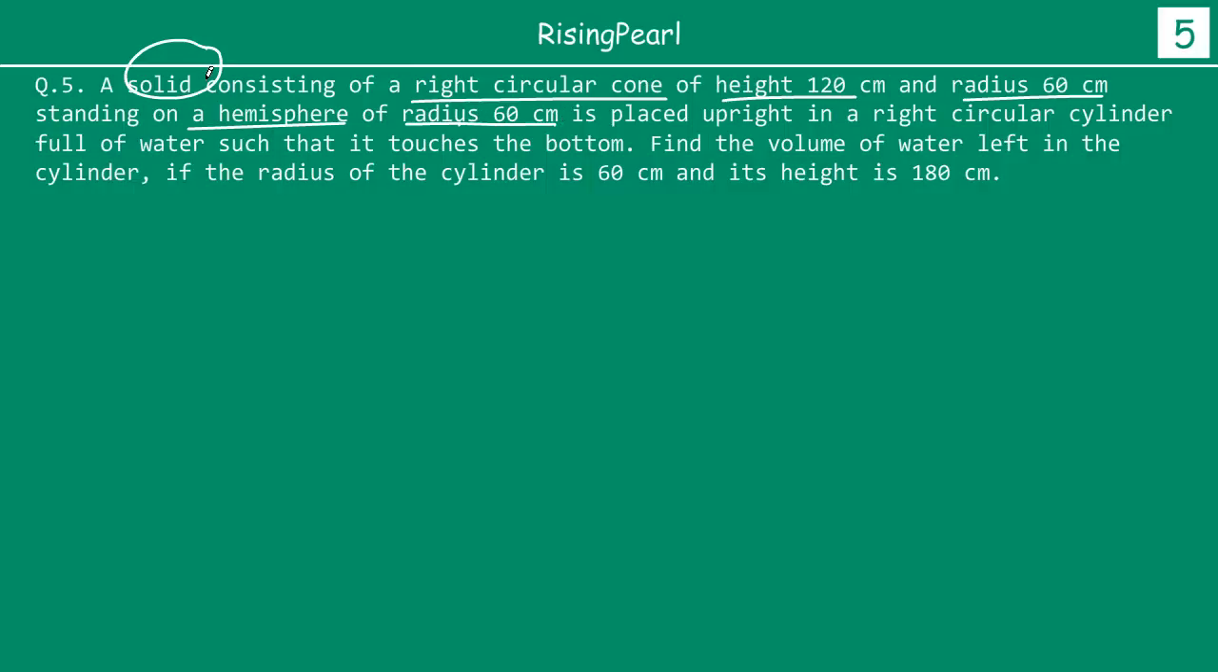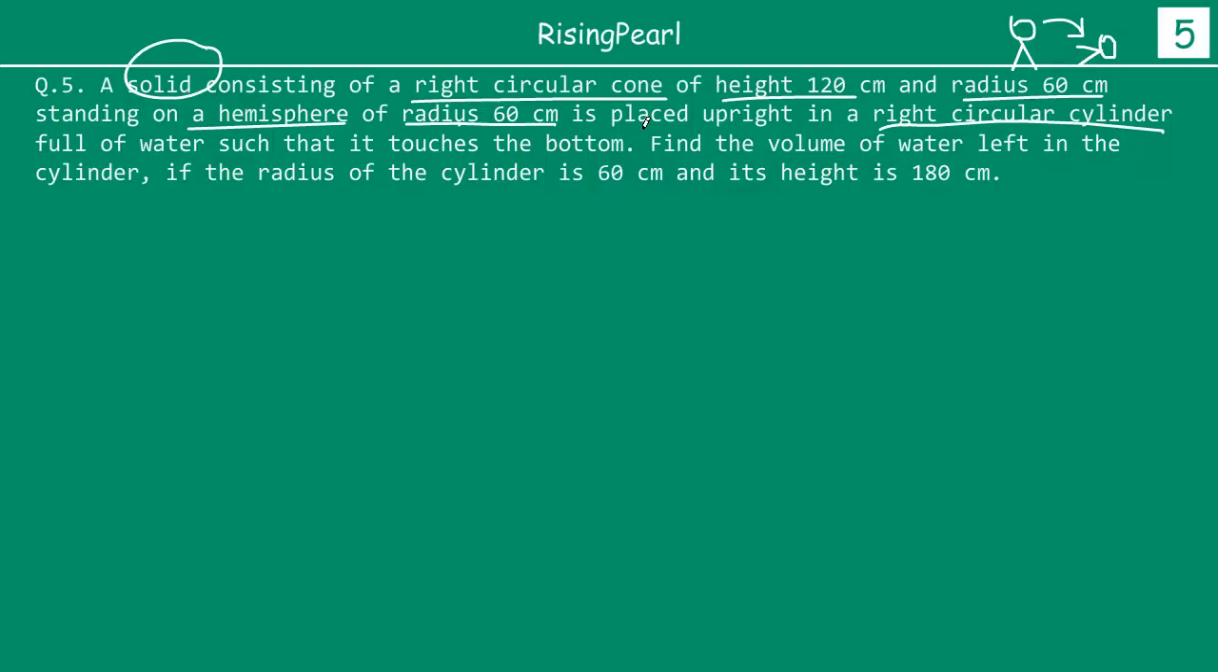So this solid is actually placed upright inside a right circular cylinder. This is interesting. The top part of the solid is a cone and the bottom part is a hemisphere. All the measurements are given. That solid is kept upright, meaning it is just kept straight. If you think about a person, this is a person standing upright, and this is a person lying down horizontally. So upright means standing straight.